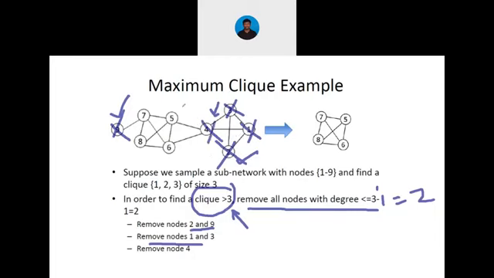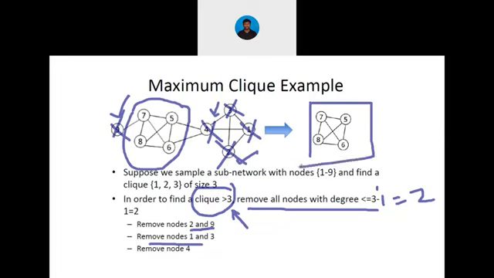After removing all the nodes which have a degree less than or equal to 3 minus 1, I find the maximum clique here. This is the maximum clique subgraph I'm finding from the original graph, right? So this is how you have to find the maximum clique. You keep it in your mind. This is a very basic thing. You understand what is meant by clique, right?